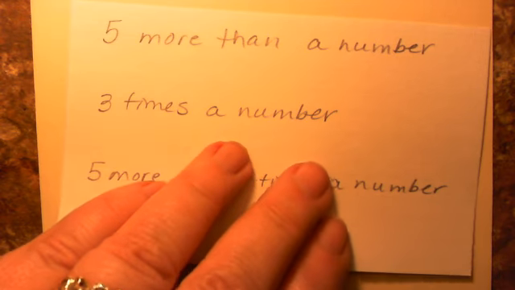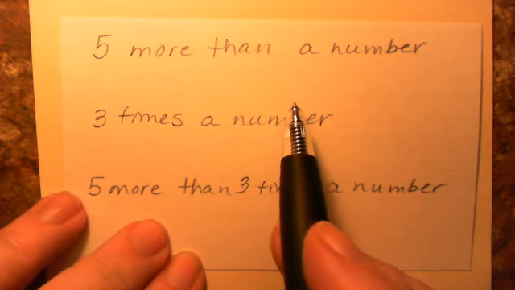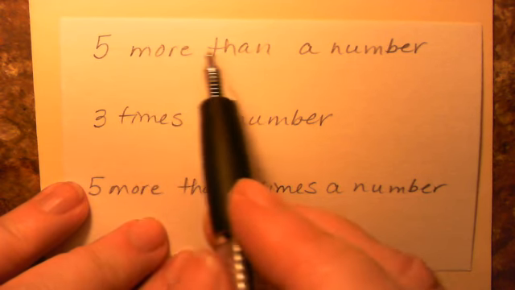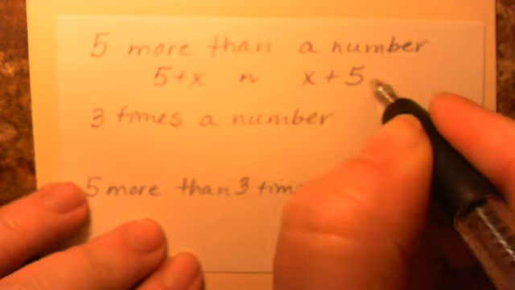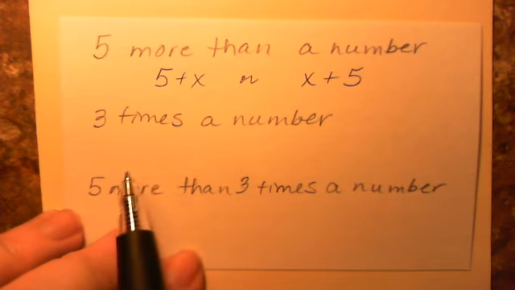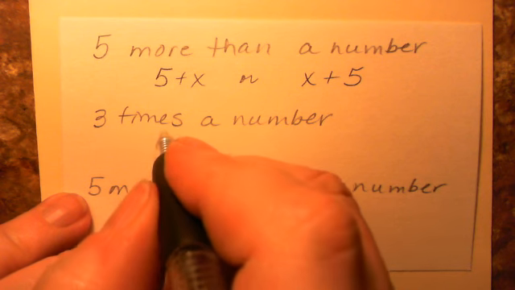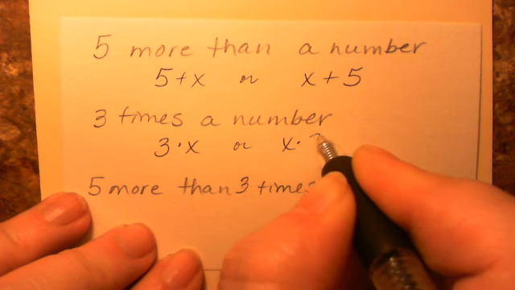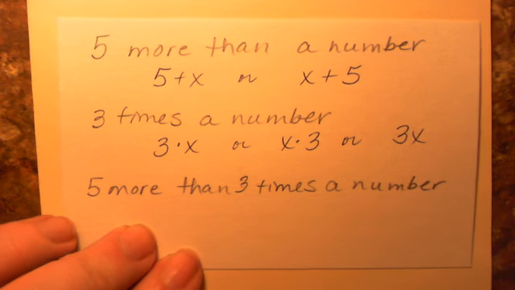Okay, let's look at some more translations. 5 more than a number. More than indicates addition, so 5 plus a number, x. 5 plus x is okay. Since it's addition, x plus 5 is also okay. 3 times a number. Times indicates multiply, so we could say 3 times x, or x times 3. The most efficient way to write it is just the 3x together.